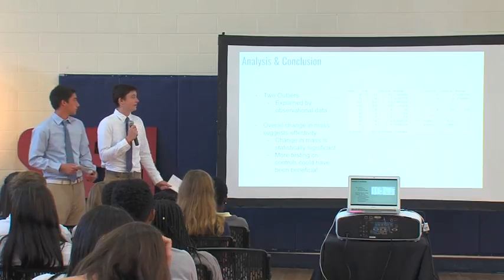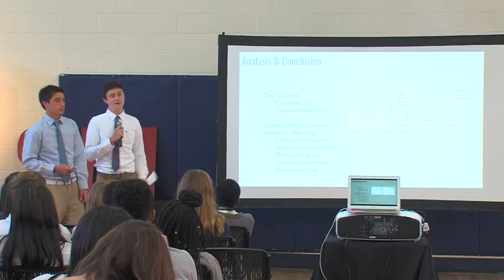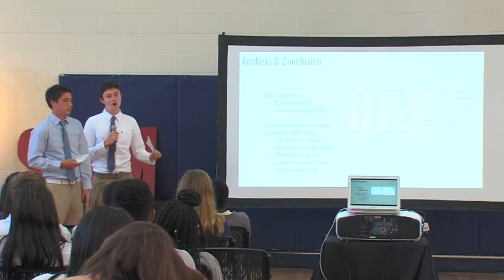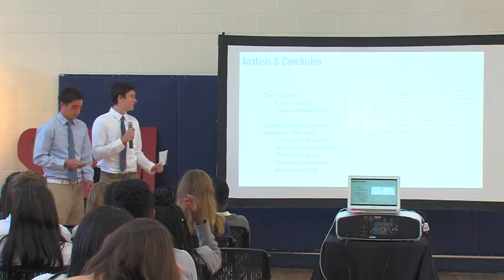And so when we analyzed our data, we thought that the two outliers could be explained by the way that the two gels were stuck under a rock or a log. And so there was a lot of water flow.